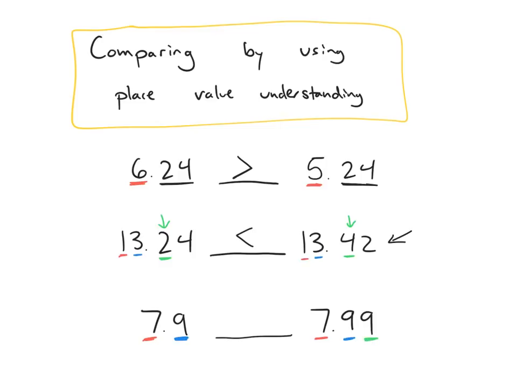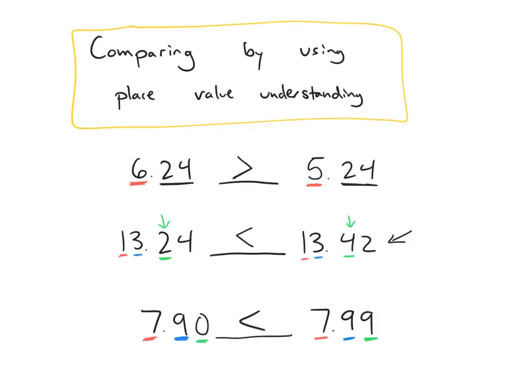We have 9 in this place value here, and we have nothing in this place value. So we could fill in a 0 right here. And so since 9 is greater than 0, that means that 9/100 is greater than 0/100, so 7 and 99/100 is going to be larger than 7 and 9/10. So we get our answer, and we have 7 and 9/10 being less than 7 and 99/100.